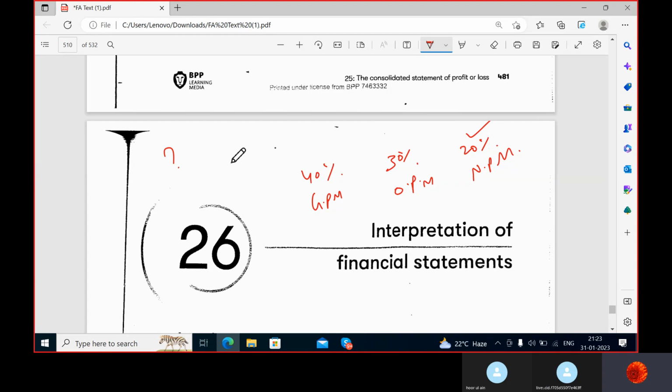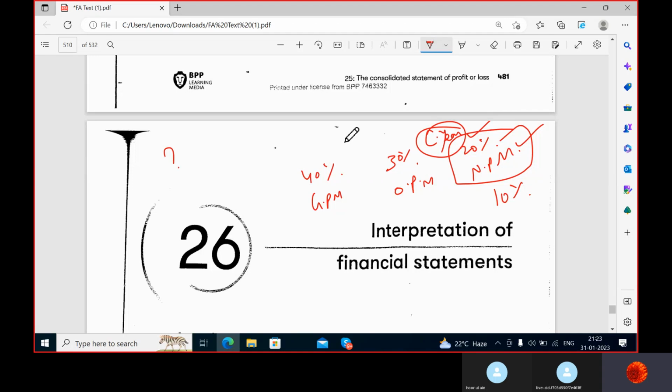So for greedy people, for businessmen who want to earn profits, there is no limit of profit. But then how to decide whether this is a good profit or not? Previous year, my business earned a profit of 10%. And this year, my business has earned a profit of 20%. Now, what do you think? Which is a better year? 20%. That's it.